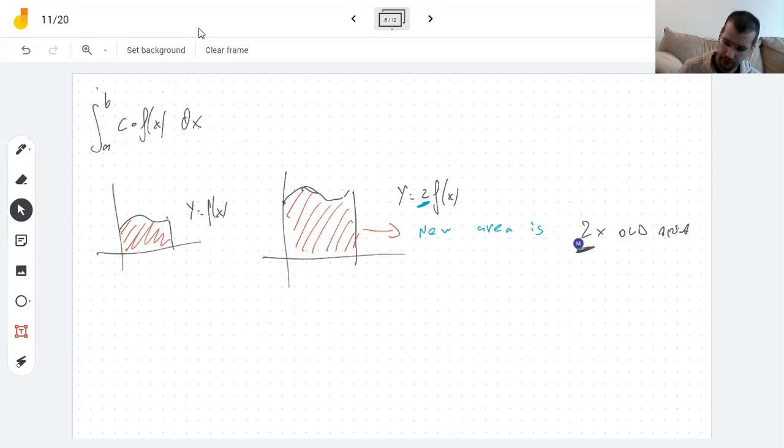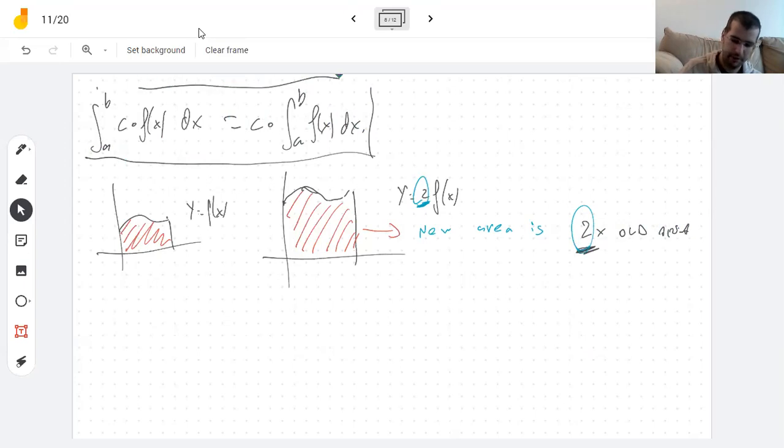So if you multiply the function by 2, the area doubles. If you multiply by c, then the area gets multiplied by c. So the constant that is multiplying can just come out of the integral. The same happens with the derivative. So you take a function, multiply it by 3, and that's the same as multiplying the integral by 3.